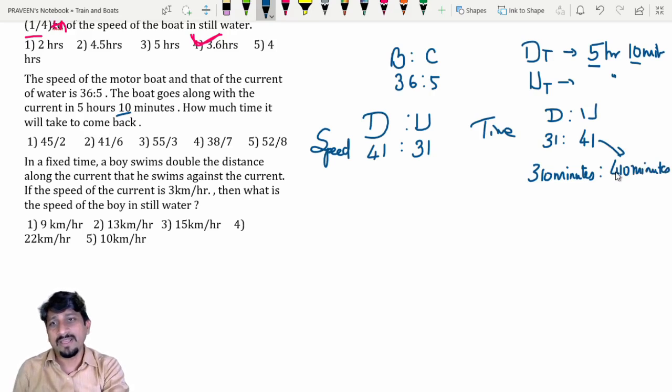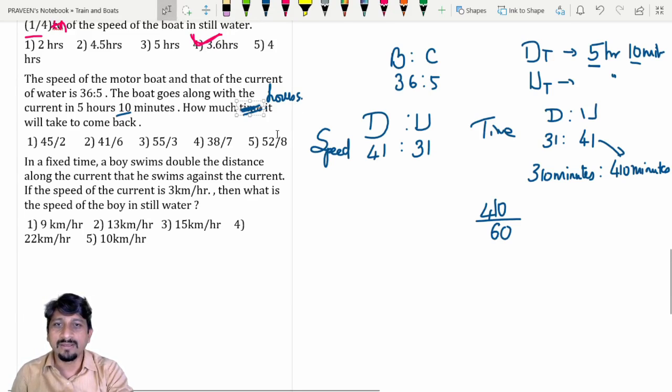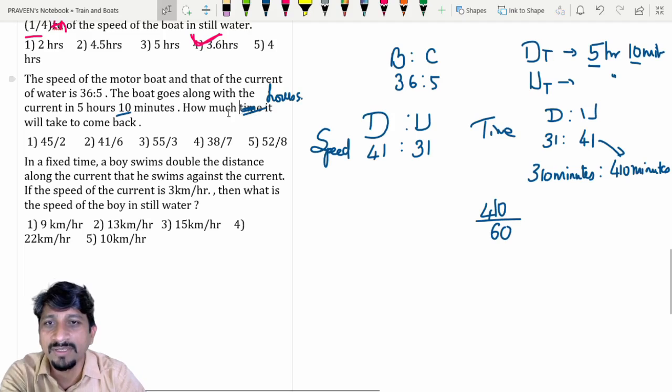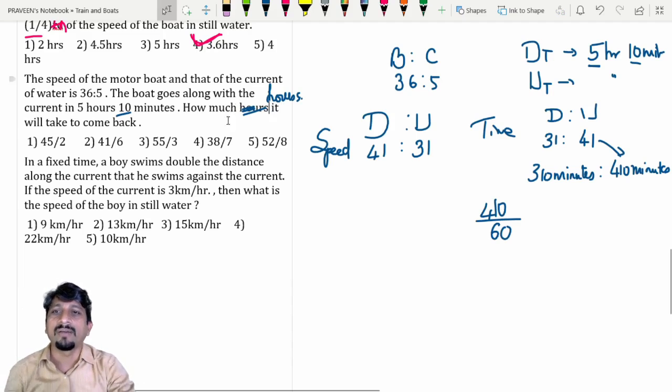No need to find out the speed. There is no question of finding the speed because they do not ask for it. How much time will it take? 410 minutes divided by 60 we have to take. The question should say how many hours it will take, otherwise time is not the right word here. So I am correcting it here itself. I will correct it in the words as well, so that no mistakes happen next time. So how many hours will it take to come back?